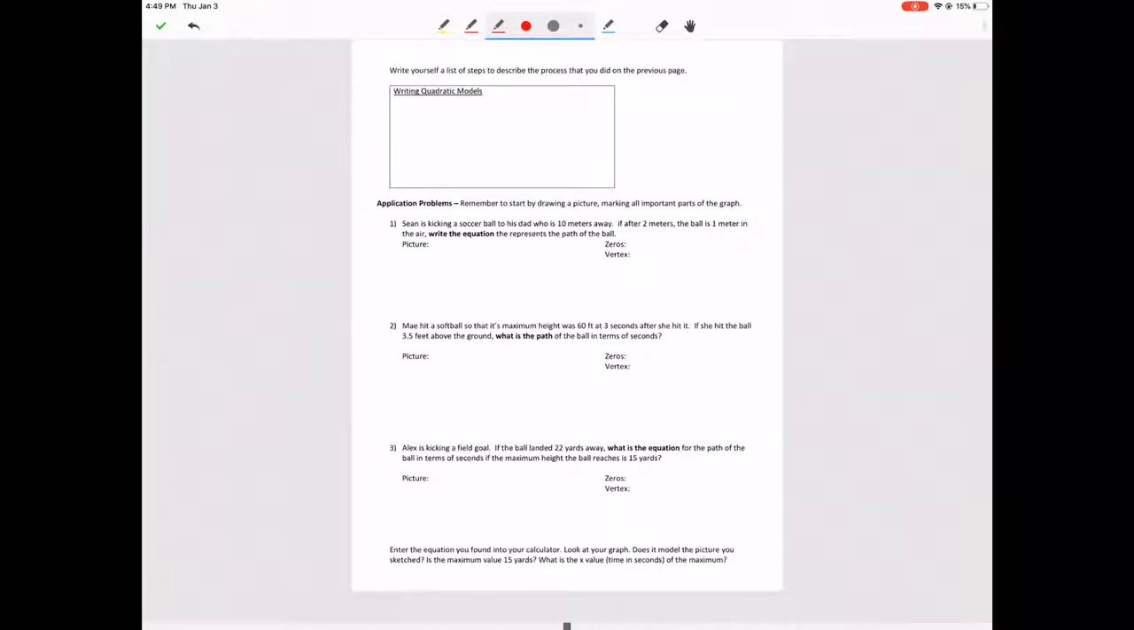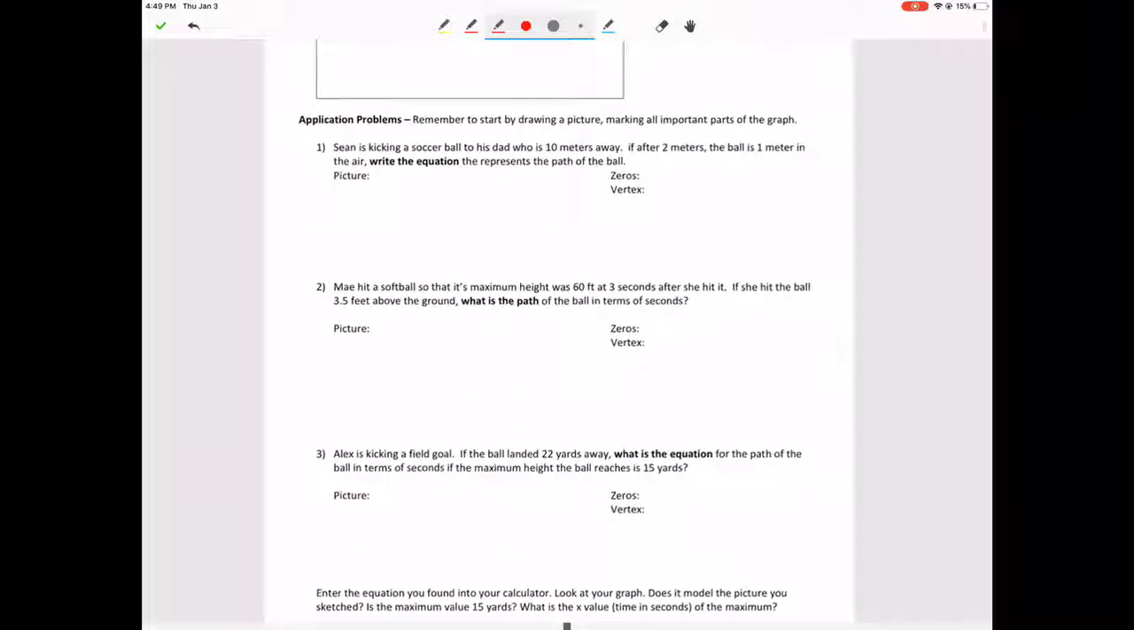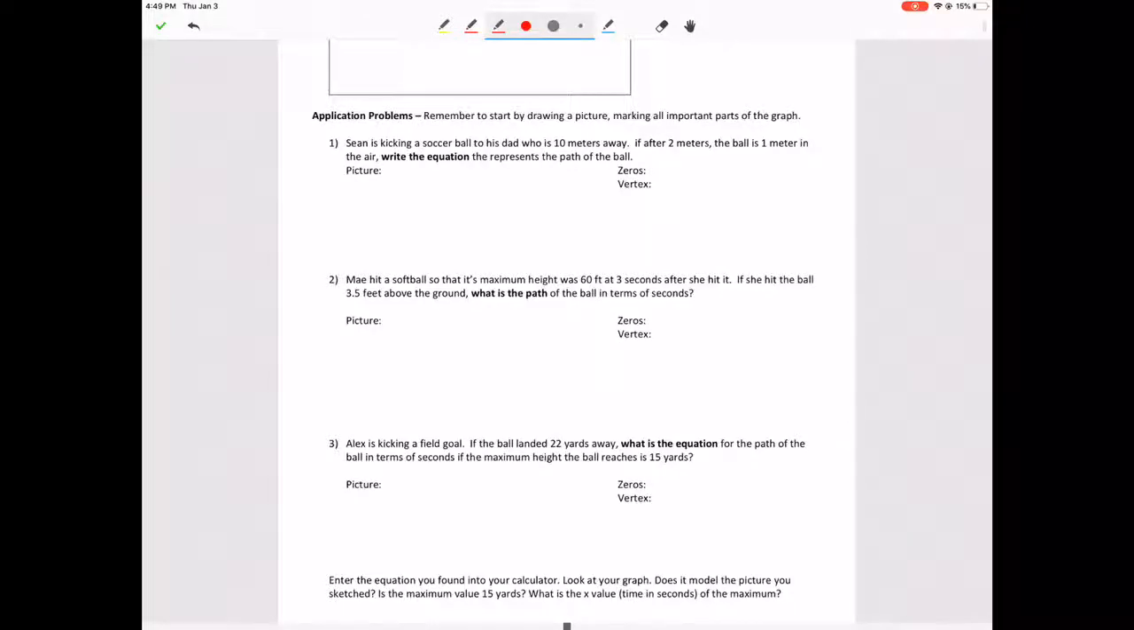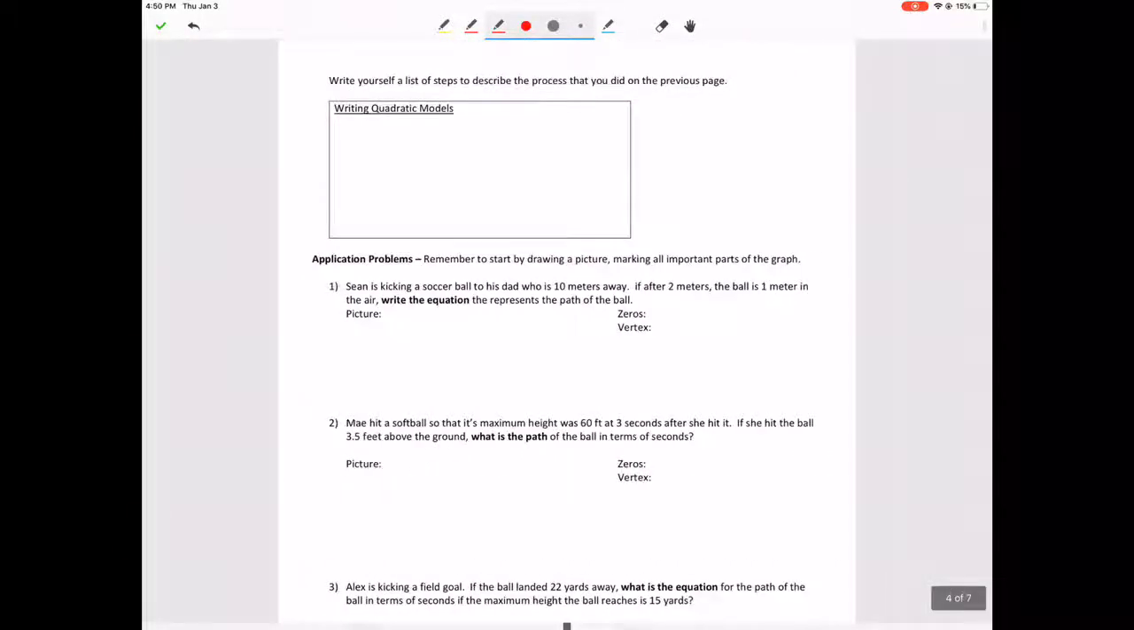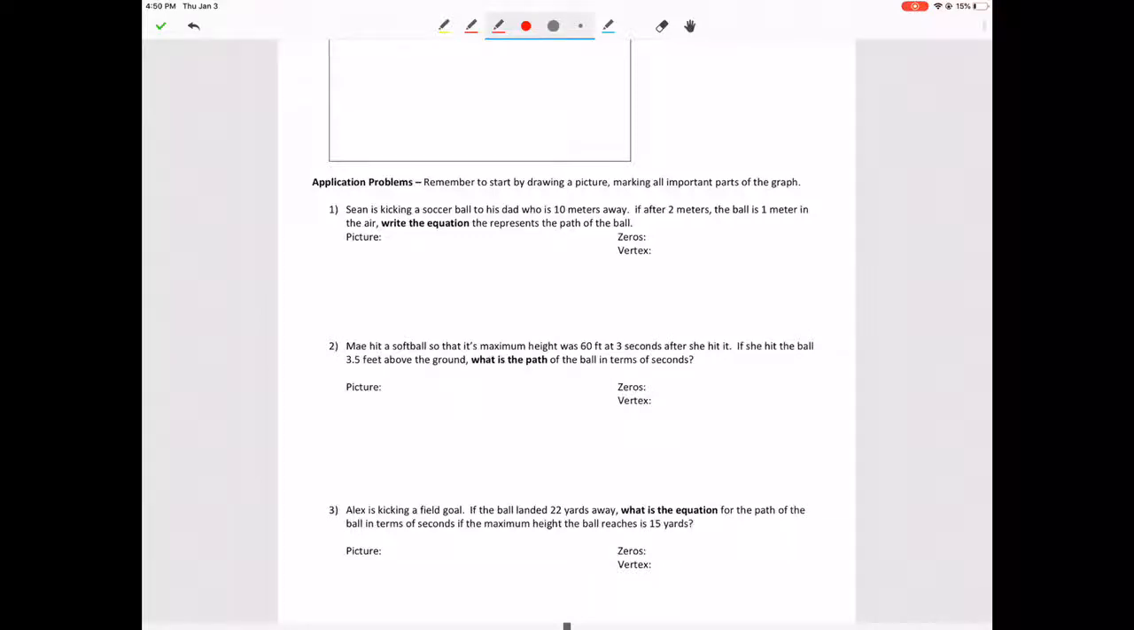And then all we have left is application problems. We'll be talking more about application problems, I think, in our next section, 6.3. Okay, so let's look at this. It says application problems. Remember to start with a drawing, marking all important points on the graph. I'll do my best to do that. Make sure you do that as well when it comes to the homework. There'll be 3 problems like this on the homework, and the rest will be like the problems on the first page. Okay, so let's go over that together.